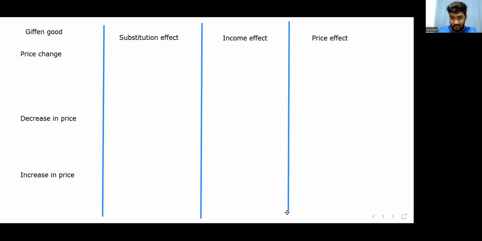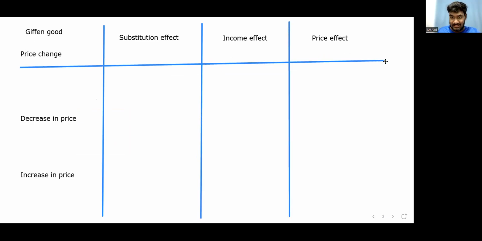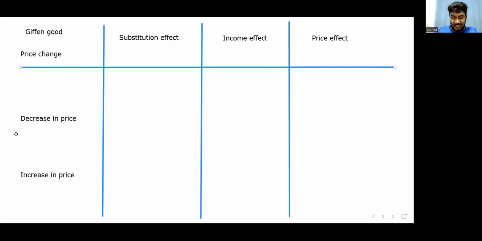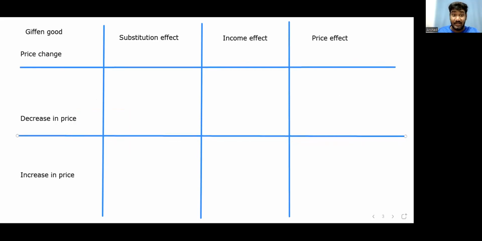A few things: price change, an increasing price. Okay, quick things, guys. When the price decreases, what happens to relative price? Does relative price increase or decrease? You should come to a level where you're fed up of answering. When the price decreases, does relative price increase or decrease? Relative price decreases, right?